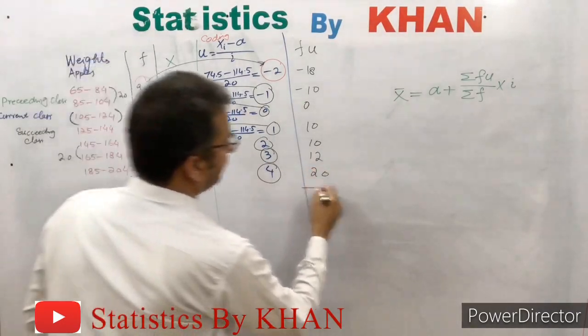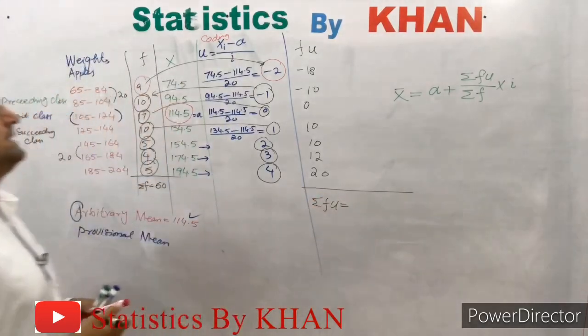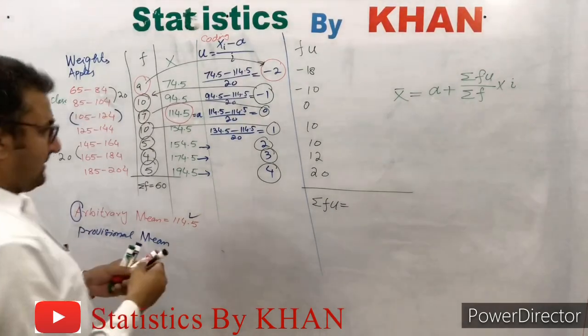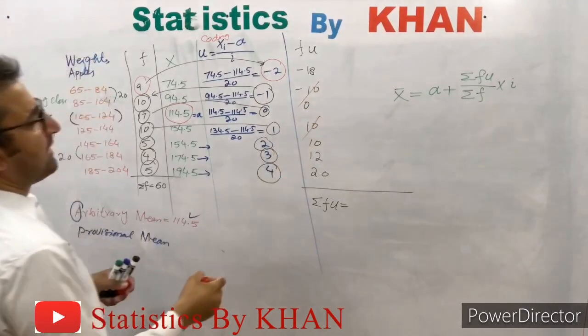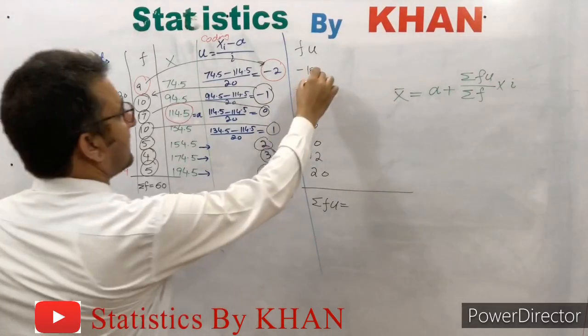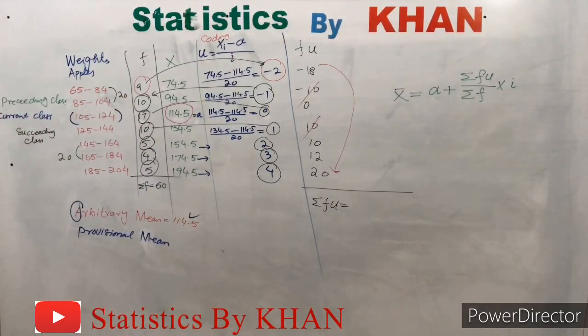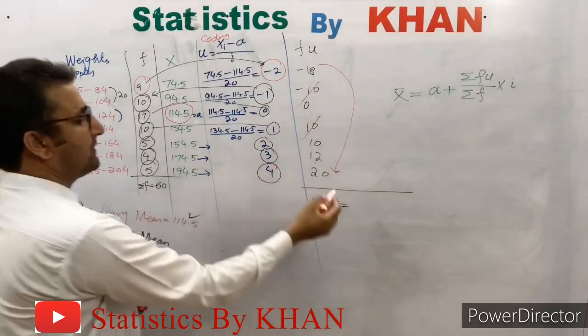So the total summation fu will be, these two will be cancelled out. And if we operate these two, it will give us plus 2. Plus 2, 12, 14, it will give us 24.